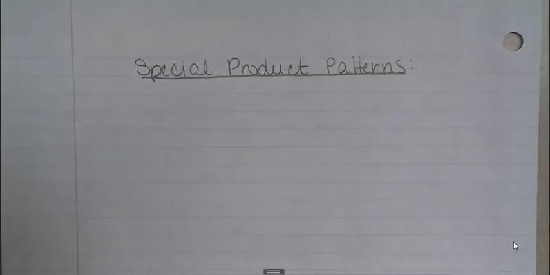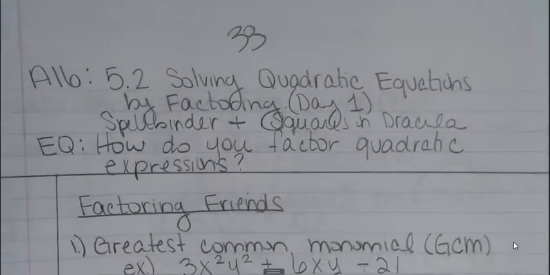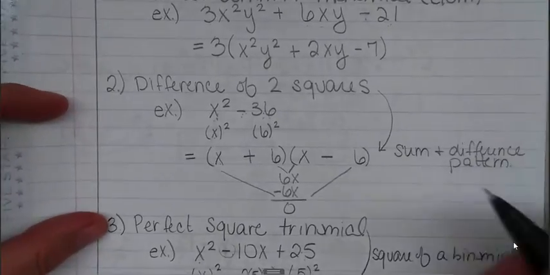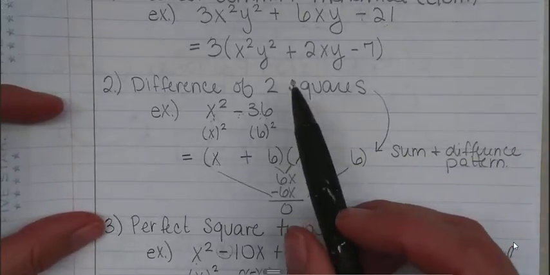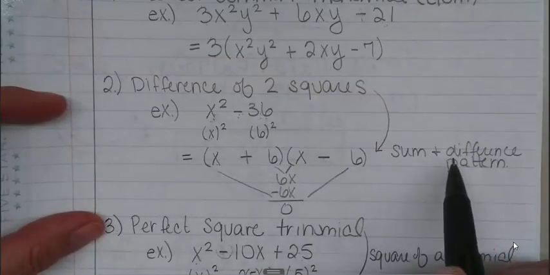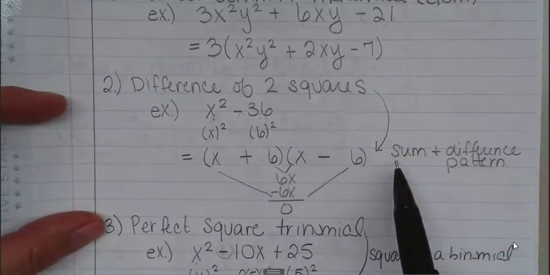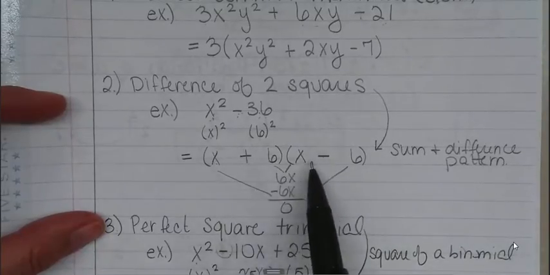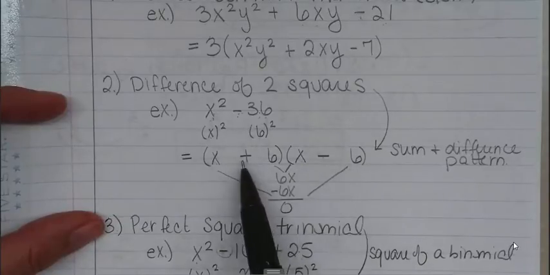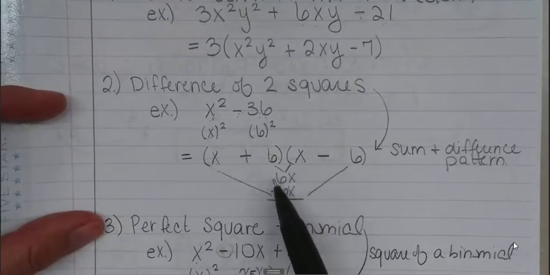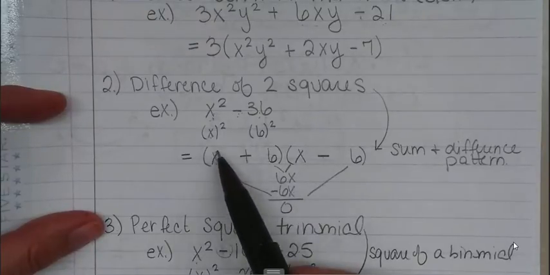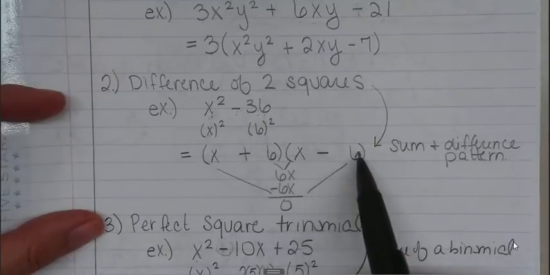Because, for example, I'm taking out my friends. These are my factoring friends. Going back to, for example, difference of 2 squares. Well, when I had a difference of 2 squares and I factored it, I ended up with a sum and difference pattern. So if I can recognize that I have a sum and difference pattern, 2 binomials multiplied together, same exact terms, opposite signs, then I know that my inners and my outers will cancel out. So all I need to do is multiply the first ones and the last ones.